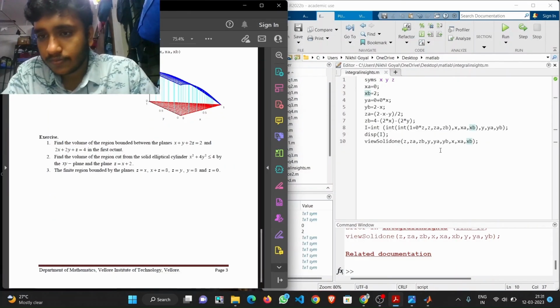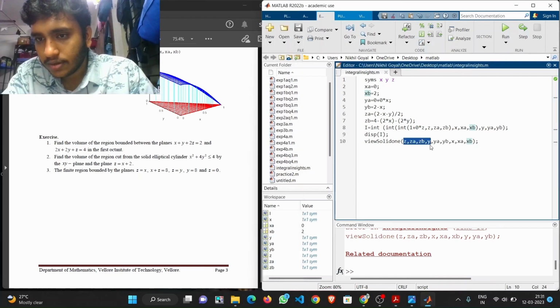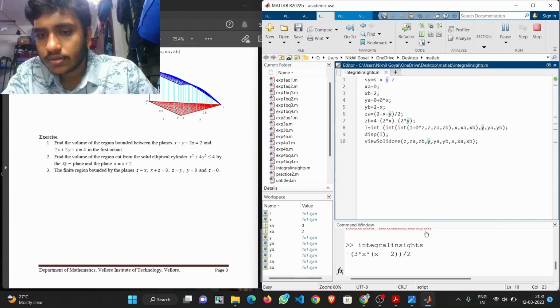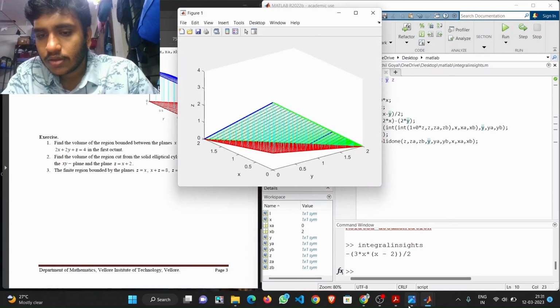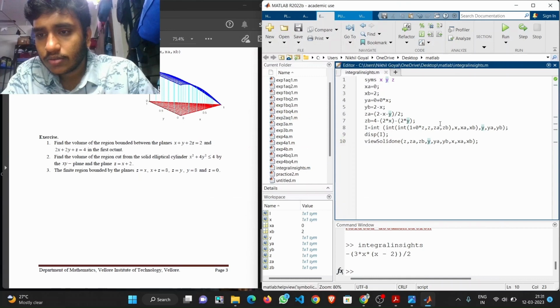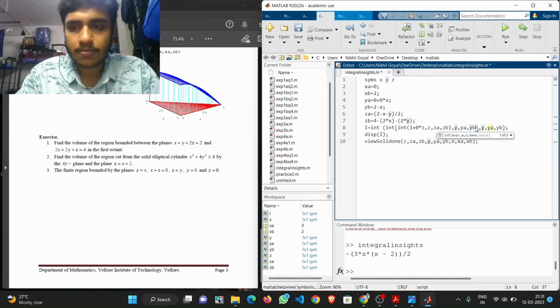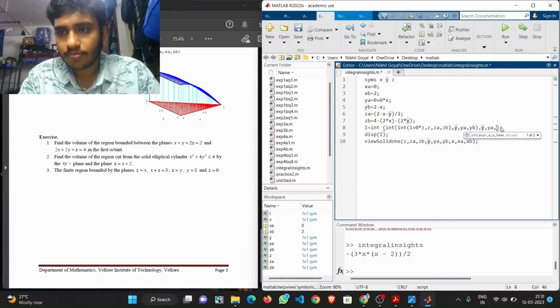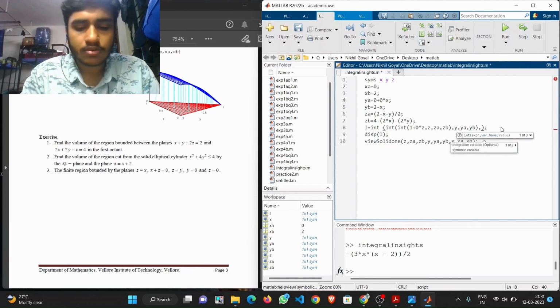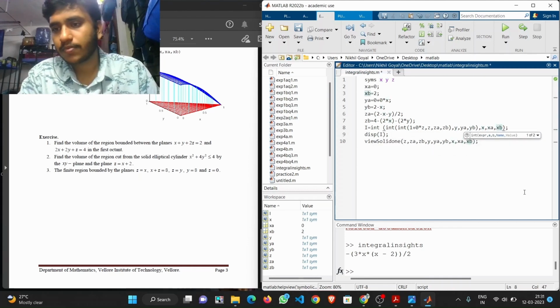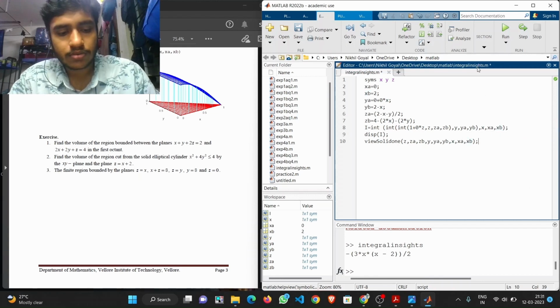So we need to write in the sequence like z, za, zb here, then y, then ya, yb, and then x, xa, xb. Okay. So let's run this. Okay, wait. We need to change this order also, because we are having y limits in terms of x. So we need to first integrate with respect to y. That is y, ya, then yb. And here it should be comma x, comma xa, comma xb. Okay. And now we should run.